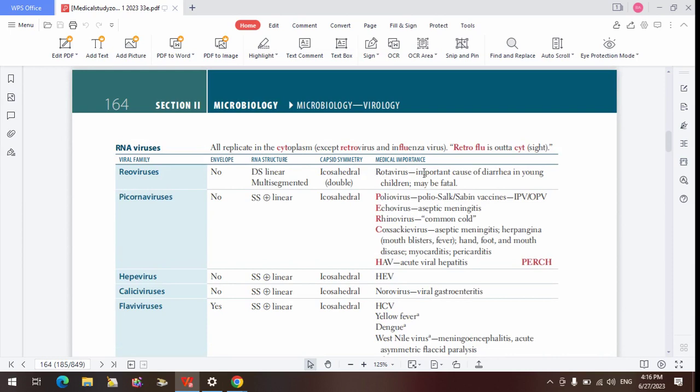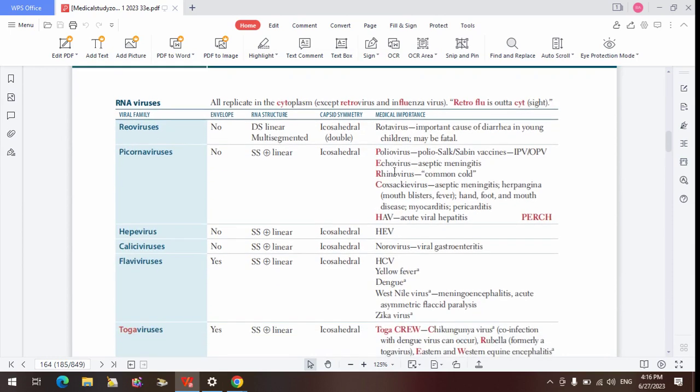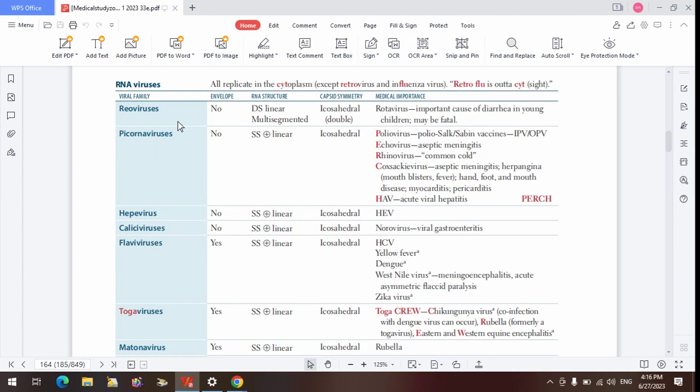Then influenza virus doesn't replicate in the cytoplasm. It does its own in the nucleus too. Yeah, so let's take them one by one. We're already familiar with that.